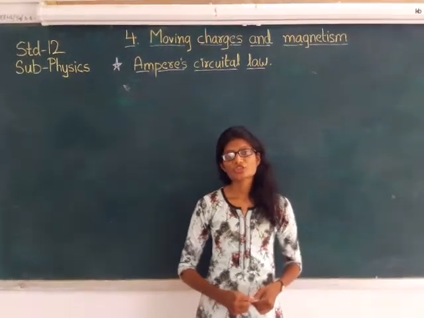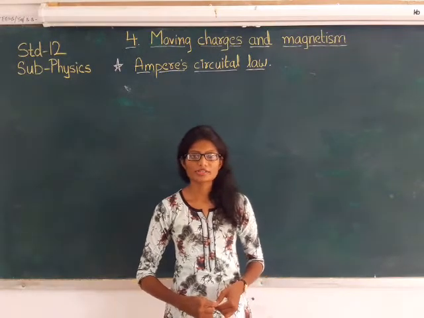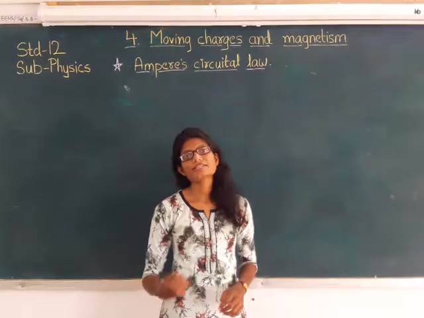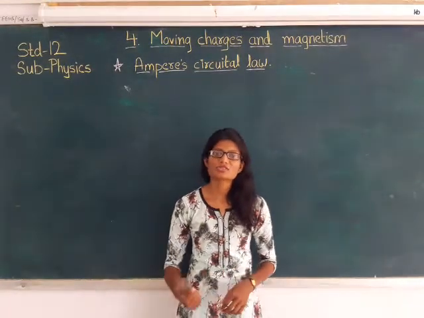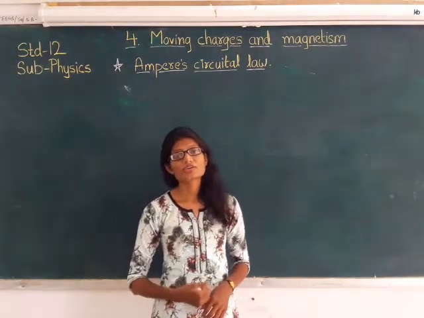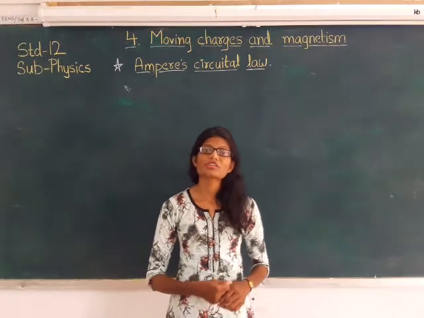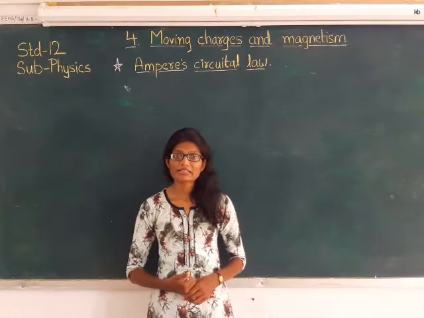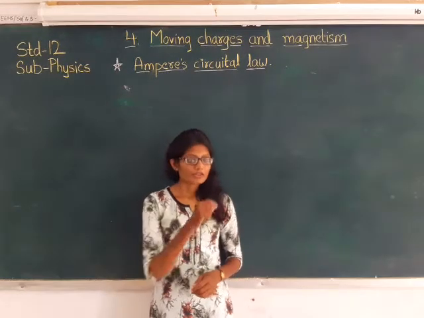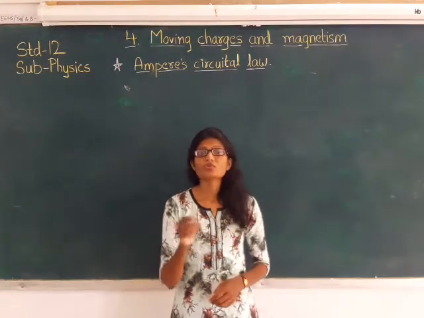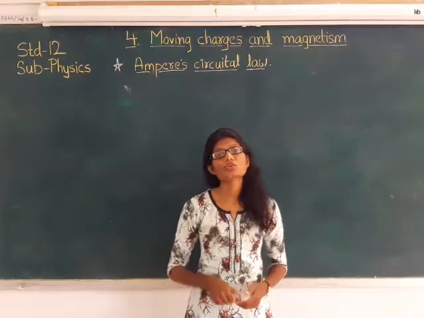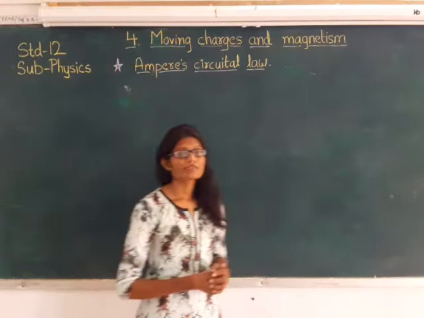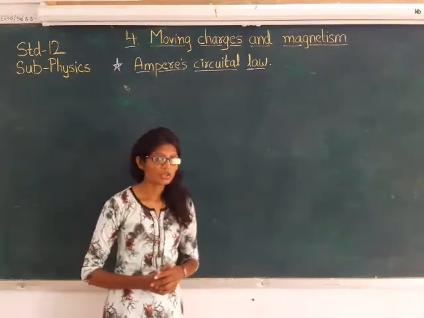In this video we are going to cover the topic Ampere's circuital law. We have studied the Biot-Savart's law and its application. Now what is Biot-Savart's law? We use it to find the magnitude of the magnetic field around any arbitrary shaped wire carrying current. To find the magnetic field around the wire at any point, we can use the Biot-Savart's law that we have seen. Now we are going to see the Ampere's circuital law.